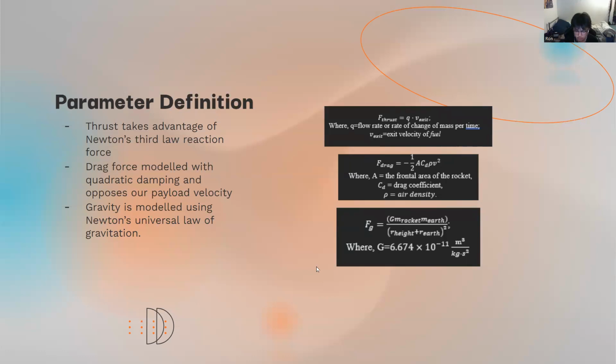The drag force is modeled with the quadratic damping relationship and always opposes the motion of our rocket. It depends on the rocket's frontal area, drag coefficient, and the changing air density and velocity. The gravity force is calculated using Newton's universal law of gravitation, in which the force is determined by the masses of the two bodies and their distance from each other.